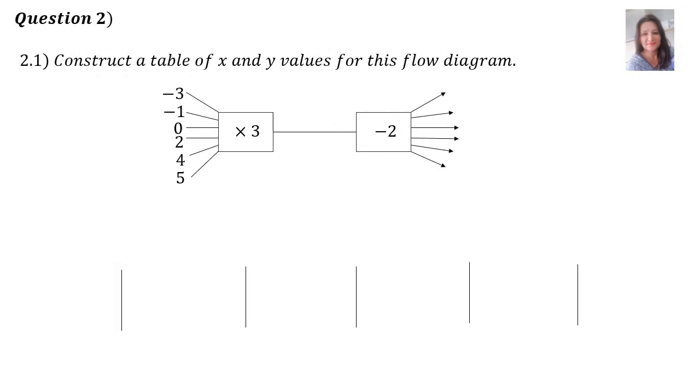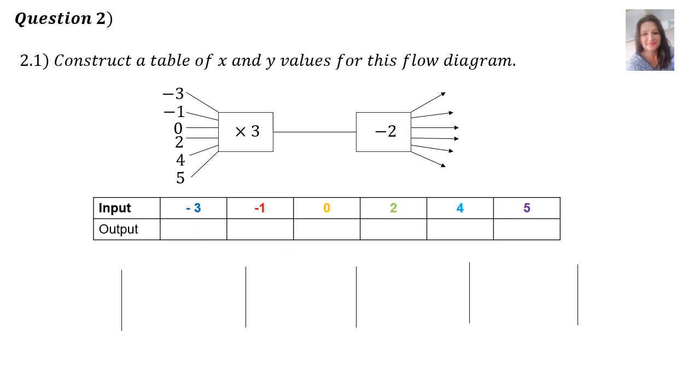Question 2. Construct a table of x and y values for this flow diagram. So when we look at the flow diagram, do you agree now we have to work out the corresponding output values? So we will make a table. Our first input is -3 and we will use whatever we find here inside the flow diagram, times 3 minus 2, to find the corresponding output values.